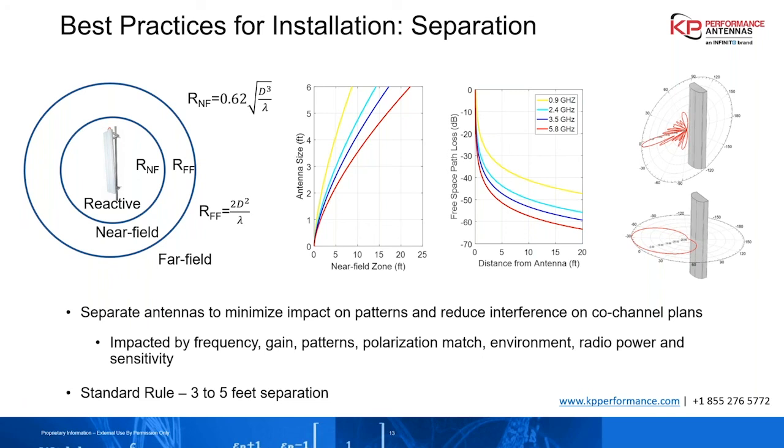If you can, try to mount them vertically apart. You're going to get better isolation because the elevation beams are narrower, and you're going to have less impact on the patterns that way.